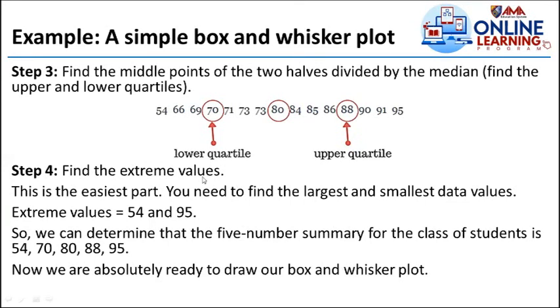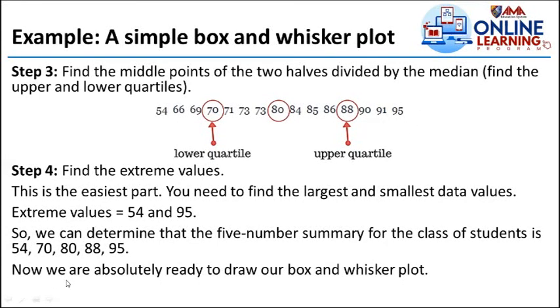Step 4, find the extreme values. This is the easiest part. You need to find the largest and smallest data values. Extreme values are, the lowest value is 54 and the highest value is 95. So we can determine that the 5-number summary for the class of students are 54, which represents your lowest extreme, 70, lower quartile, 80, that's our median, 88, upper quartile, 95 is our highest extreme.